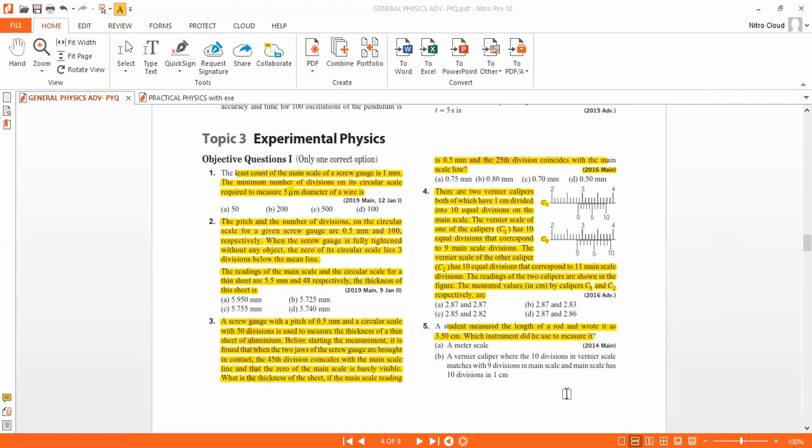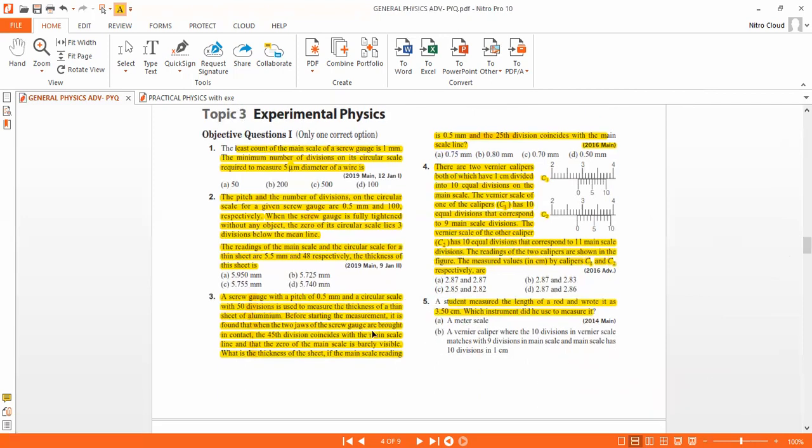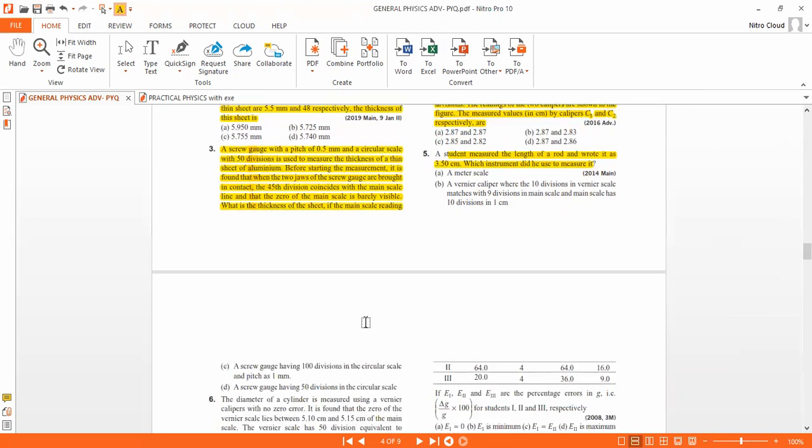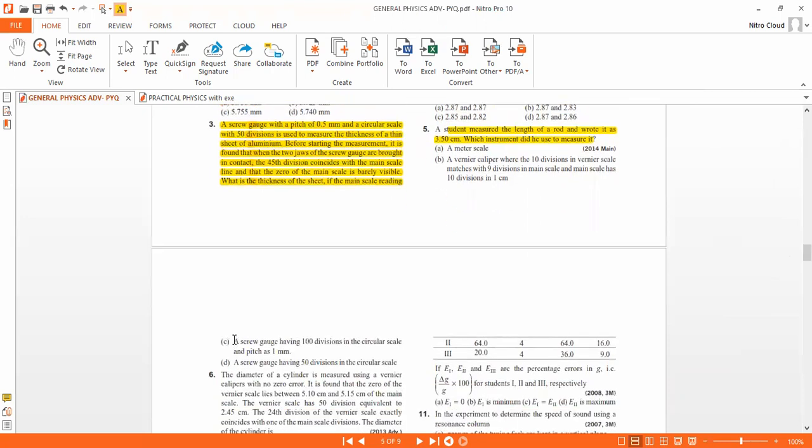We are having a meter scale and this one. We are having a screw gauge. Screw gauge has 100 divisions. Least count will be 0.1 mm. Here only we will get it.